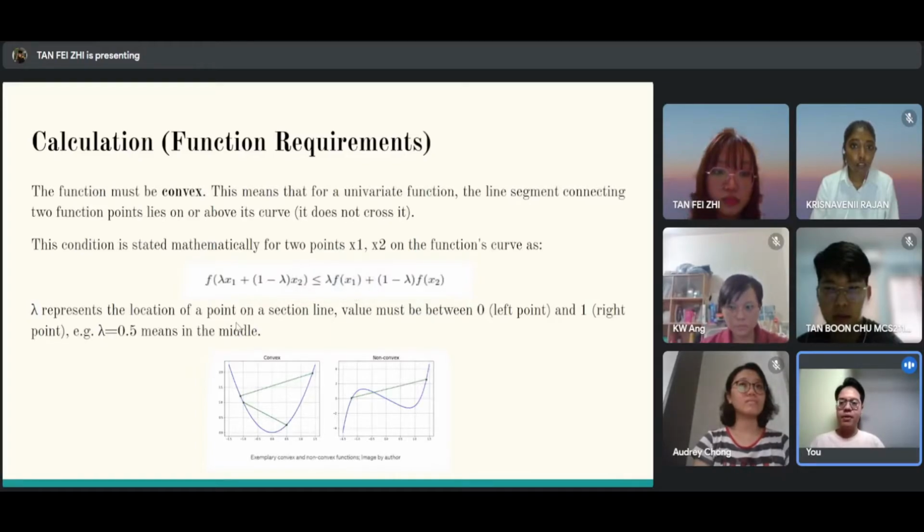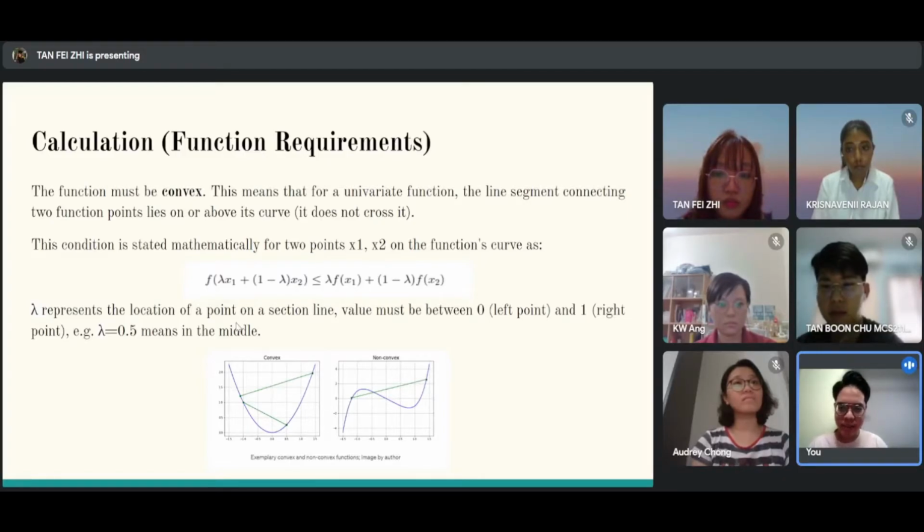Okay, the function must be convex. This means for a univariate function, the line segment connecting two function points lies above its curve and does not cross it. This condition is stated mathematically for two points x1, x2 on the function curve as f(lambda x1 plus (1 minus lambda) x2) is less than or equal to lambda f(x1) plus (1 minus lambda) f(x2).